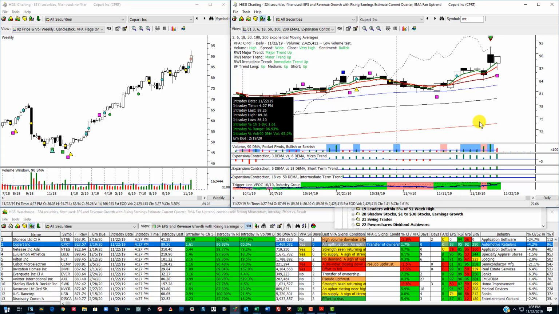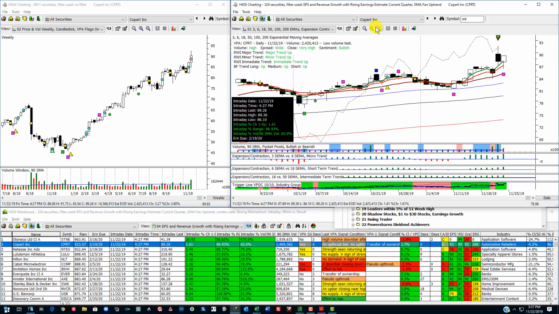What the fan requires, for those of you who may not know, is that the 200 is here, the 100 is here, the 50 is here, the 18 is here, the 6 is here, and the 3 is here. These four, the 18, the 50, the 100, and the 200 have to be stacked in the correct order. Look how beautiful this weekly chart is on here.